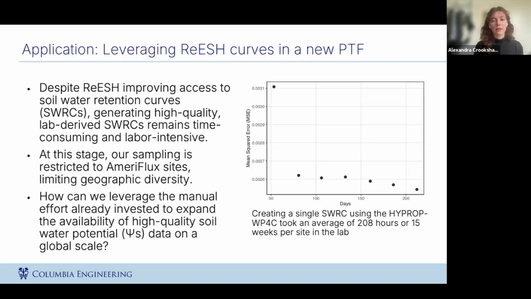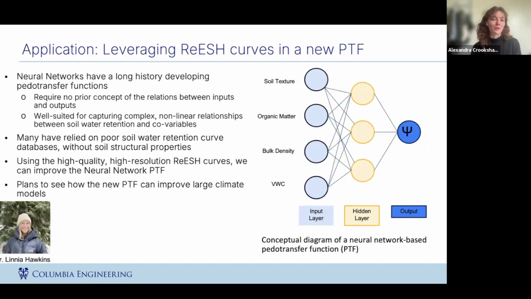This is exacerbated by the fact that at this stage, our sampling is restricted to Ameriflux sites. And so I had very many people coming up to me at the multiple presentations I've given on this project asking, how can I do something similar? And I didn't want the answer to be, sorry, you can't, or sorry, go ahead and buy a WP4C for this many tens of thousands of dollars. And so we are now turning back to the pedotransfer function using a neural network.